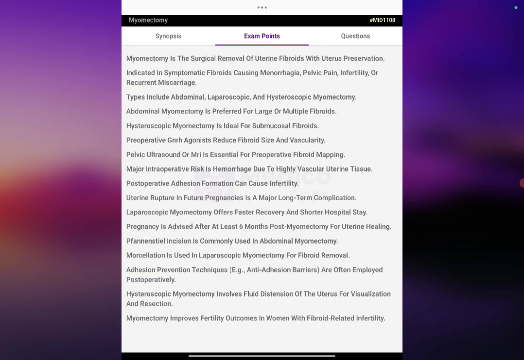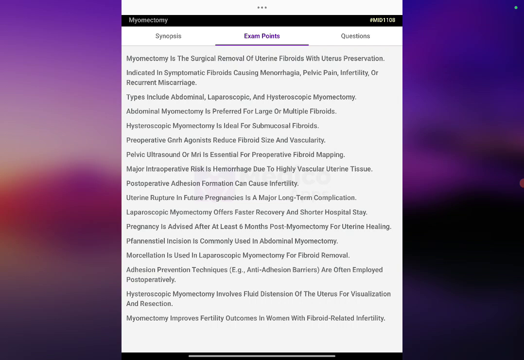Laparoscopic myomectomy offers a faster recovery and a shorter hospital stay. Pregnancy is advised after at least 6 months post-myomectomy for uterine healing. A Pfannenstiel incision is commonly used in abdominal myomectomy. Morcellation is used in laparoscopic myomectomy for fibroid removal.